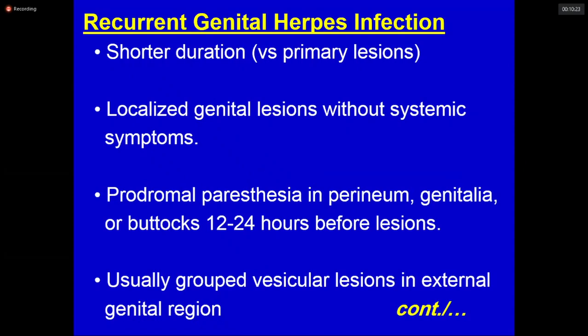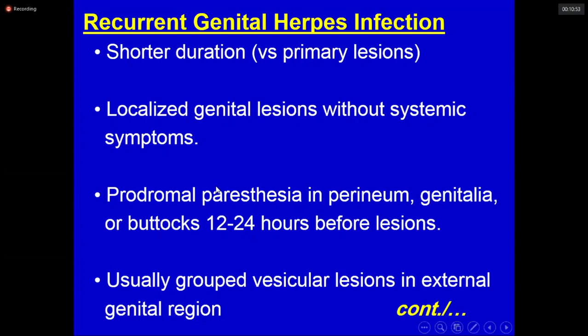Recurrent genital herpes infection is usually of a shorter duration. We said there 12 days. Here it is less. This is versus the primary lesions. There are localized genital lesions without systemic symptoms. We said in the primary, associated with some symptoms.